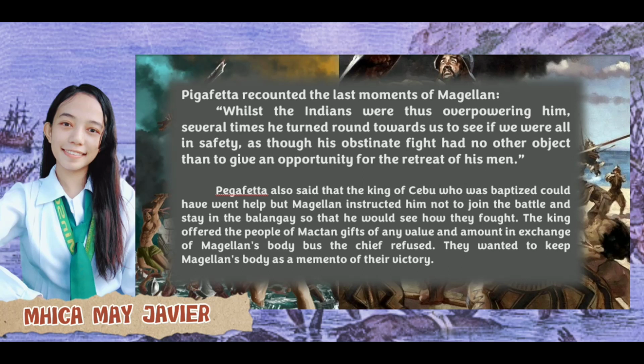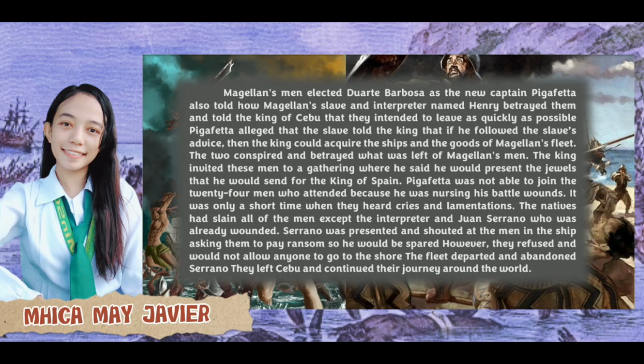Pigafetta also said that the king of Cebu, who was baptized, could have gone to help, but Magellan instructed him not to join the battle and to stay in the balangay, so that he would see how they fought. The king offered the people of Mactan gifts of any value and amount in exchange for Magellan's body, but the chief refused. They wanted to keep Magellan's body as a memento of their victory. Magellan's men elected Duarte Barbosa as the new captain.